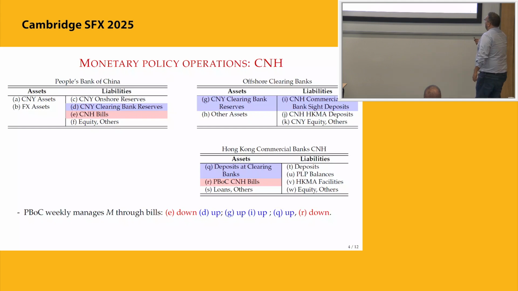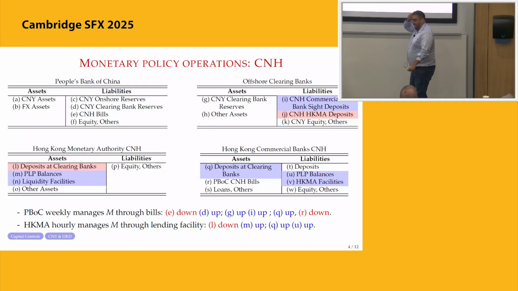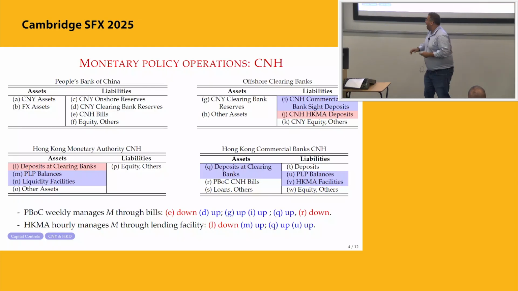The third or fourth agent in the system is the Hong Kong Monetary Authority. They essentially act as a lender of last resort. They have a deposit at the clearing bank, which they lend out at a high frequency to banks in Hong Kong in order to moderate the money supply at daily or intraday frequencies. They have the PLP facility, the main one that they use, like a repo facility, and they also have a discount facility as well. So that's the system.